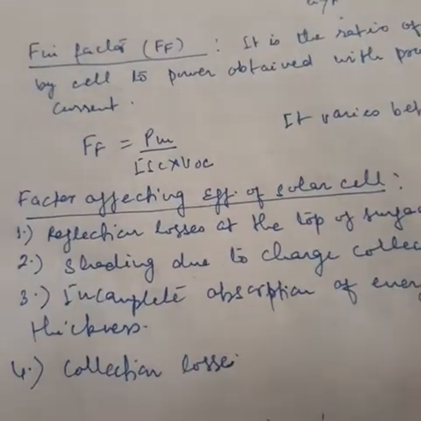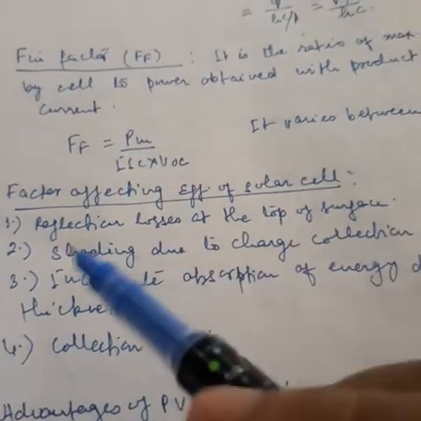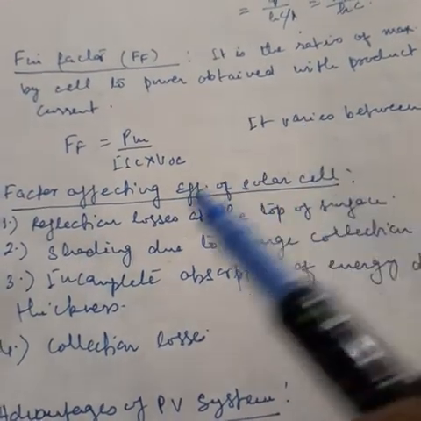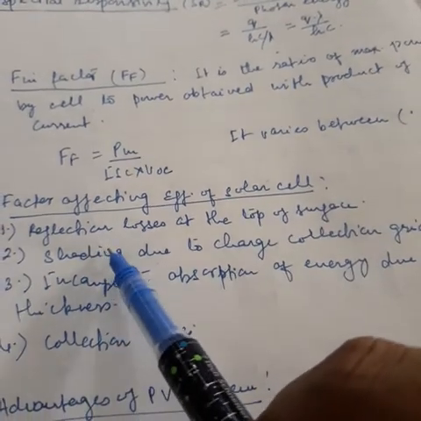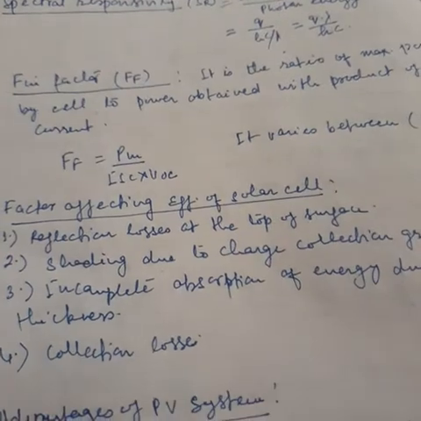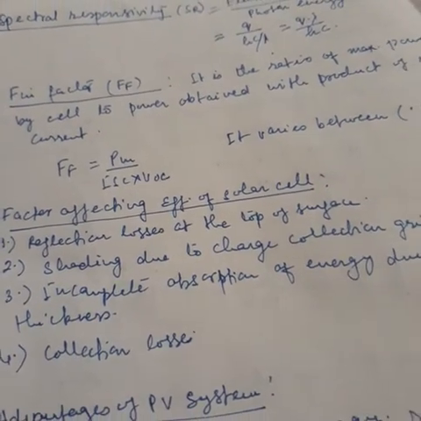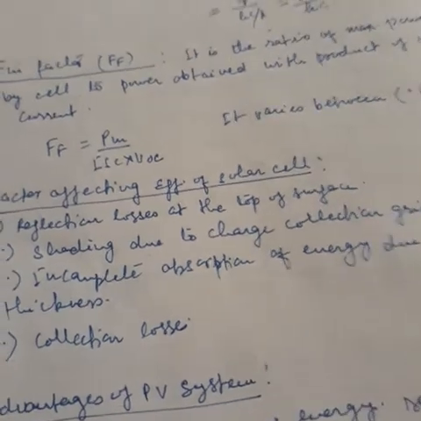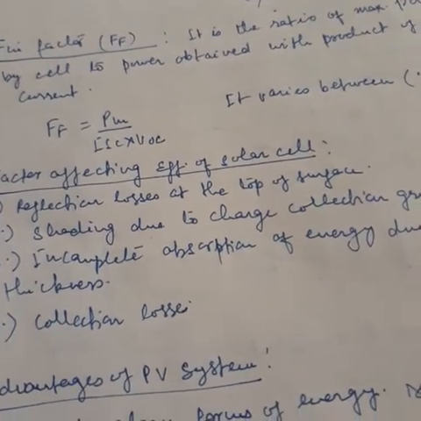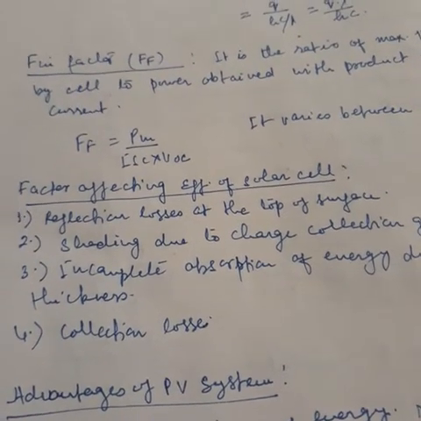Next is the factors affecting the efficiency of the solar cell. There are various types of factors which affect the solar cell efficiency. First is the reflection loss at the top of the surface. जो surface plate की surface है, उस पर reflection loss होता है क्योंकि बार बार rays आती हैं, तो कुछ टाइम के बाद जो surface plate है उससे reflection की जो values हैं, जो reflections का टाइम है वो कम हो जाता है.